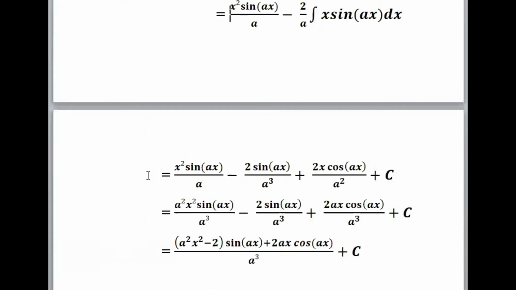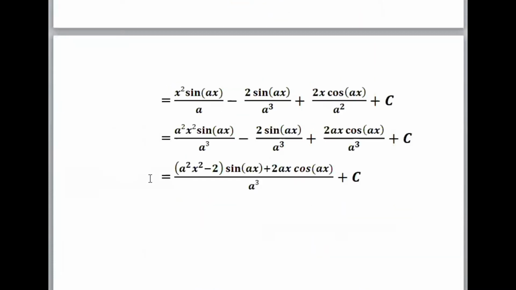Substitute the value, and we got x squared sine ax over a minus 2 sine ax over a power of 3 plus 2x cos ax over a square plus c.